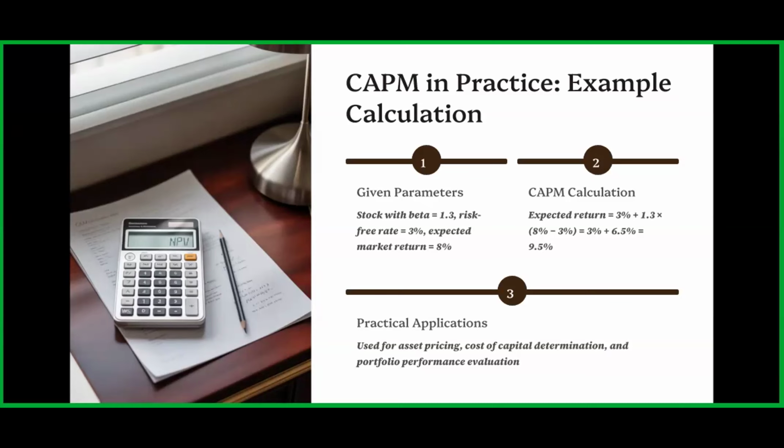Now, what are the practical applications of this model? This model is used for asset pricing, cost of capital determination, and portfolio performance evaluation. So before doing the actual investments, you can calculate the expected return, so you will have lower losses and you can achieve the objective or goal by getting the expected return. Okay, so this is how we apply the CAPM model.